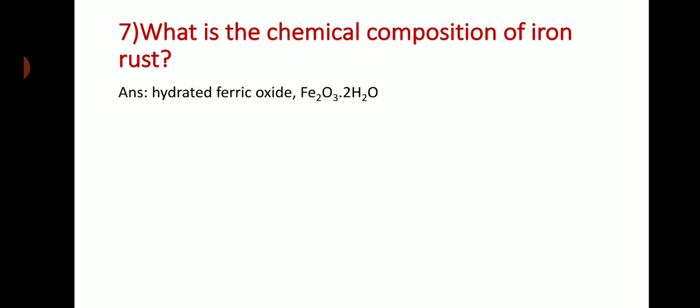Next, what is the chemical composition of rusted iron? It is hydrated ferric oxide. The chemical name of rusted iron is what? It is hydrated ferric oxide, and its chemical formula is Fe2O3·2H2O.